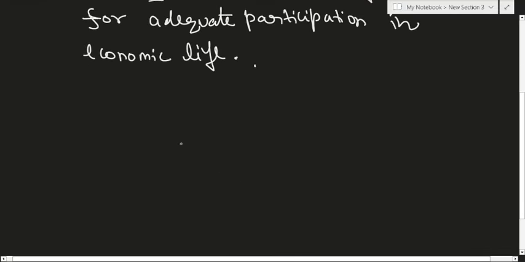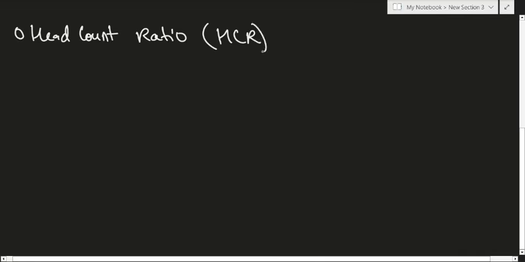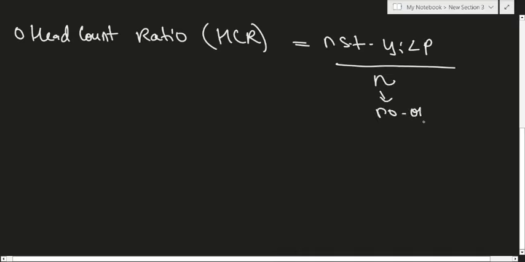Okay. So now we have three ratios which are extremely easy to understand. First, we have the head count ratio, or in short, we know it as HCR, which is the number of people such that the incomes of those is less than the poverty line, P is the poverty line, upon the total population, or the number of people who are poor.